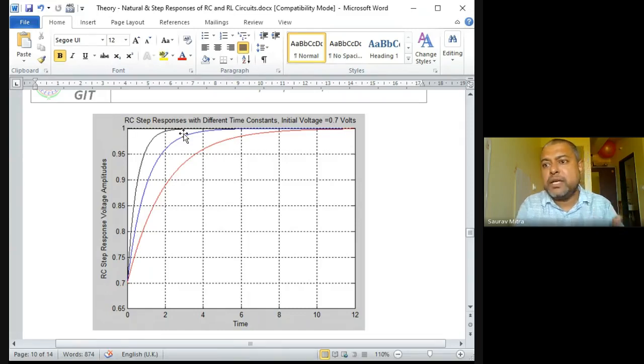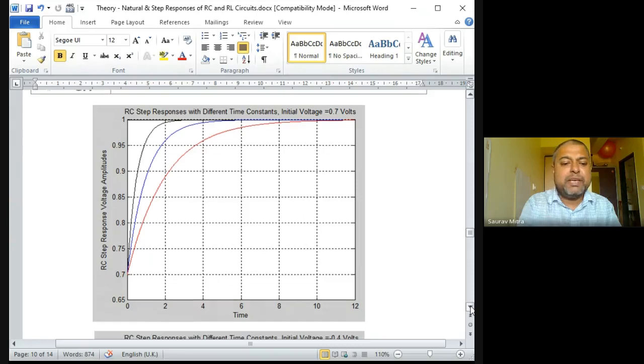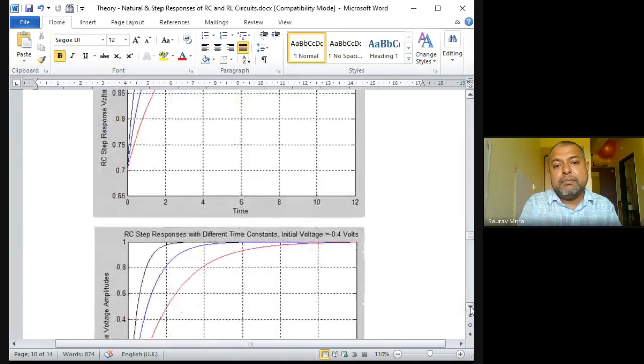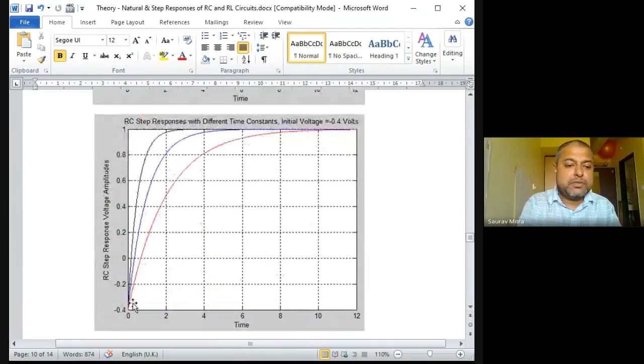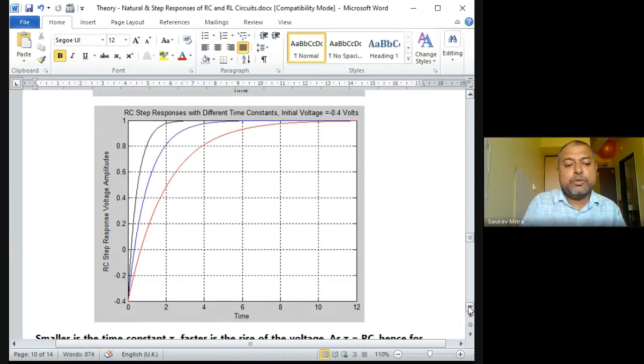It cannot cross 1 and it cannot go to 1.7 because we are giving the supply of 1 volt only. So the black is actually starting from 0.7 and it will also go up to 1. So this is how the capacitor behaves. Now there is a negative minus 0.4 volt, you can check. It is starting from minus 0.4 and it is going up to 1 likewise. So this is the effect of initial voltage stored in the capacitor. Whatever is the initial voltage stored in the capacitor, that will be the starting point of the output graph.